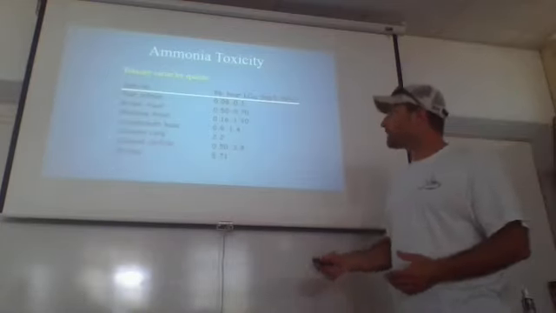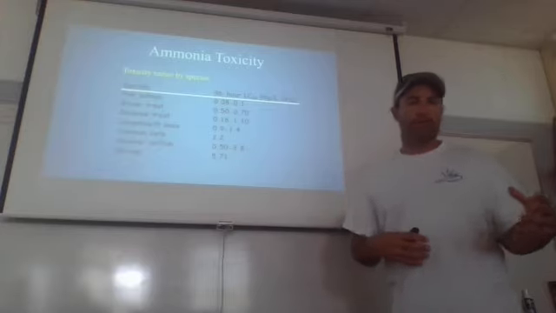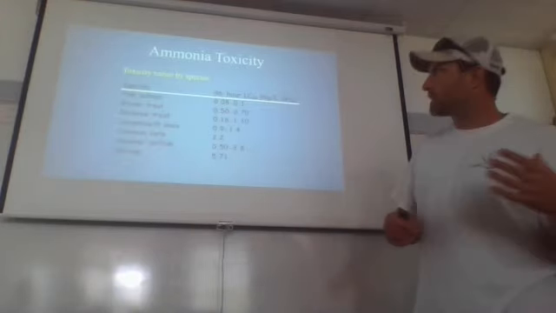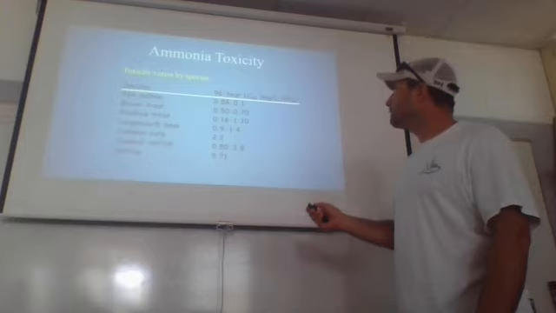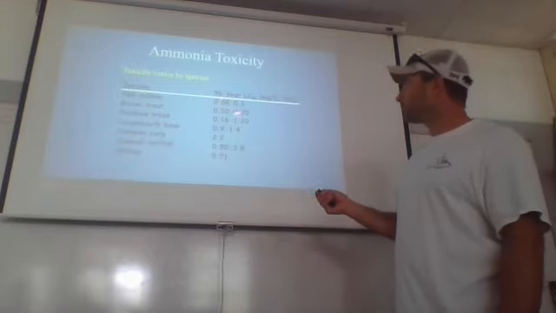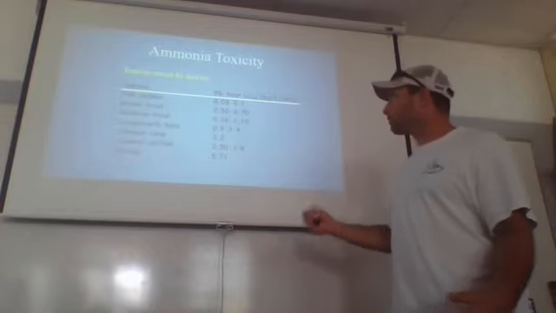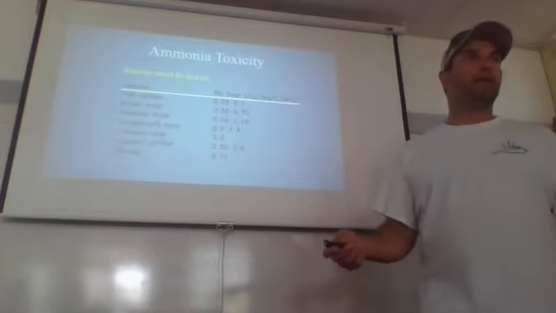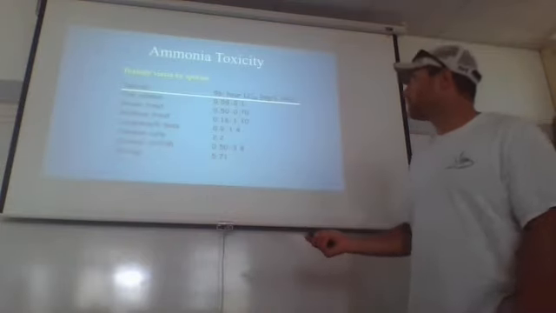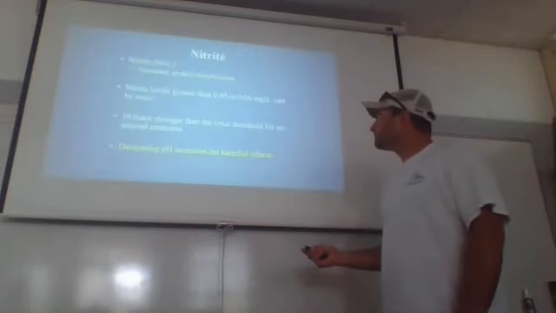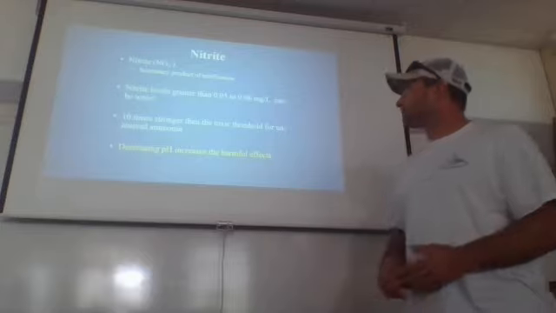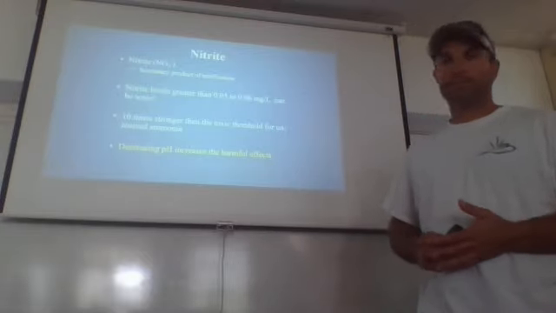Again, different species have different levels of susceptibility to ammonia toxicity. These are some that are highly studied. They go from salmon, which are highly susceptible, to shrimp and carp, which can handle pretty high levels of unionized ammonia. Okay.